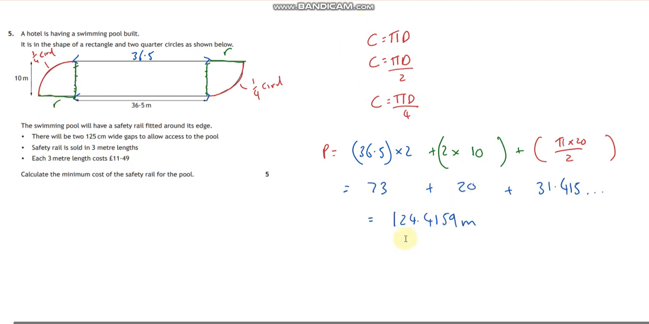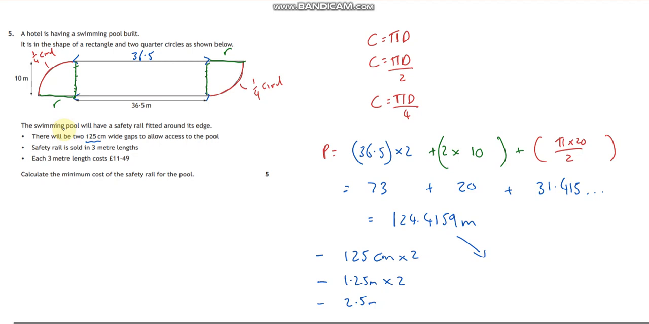Okay, so that's me got my perimeter. Now let's look at the rest of it. So there's going to be 2 gaps. So I'm going to have to take off from that. So I'll subtract 125. That's centimeters, times 2. So that's the same as subtracting 1.25 meters times 2. So that's just the same as 2.5, isn't it? Take away 2.5 meters. So I'll take that away.